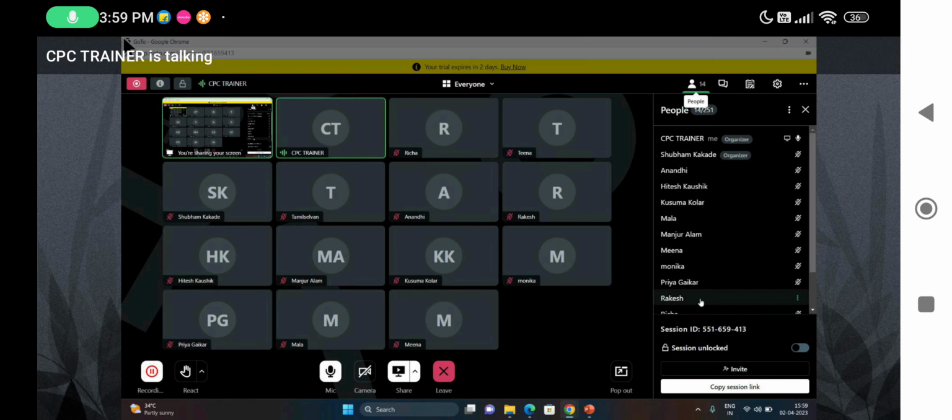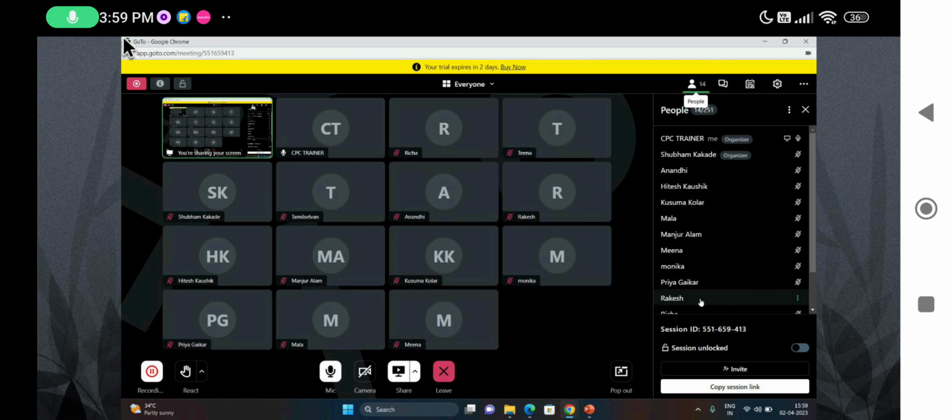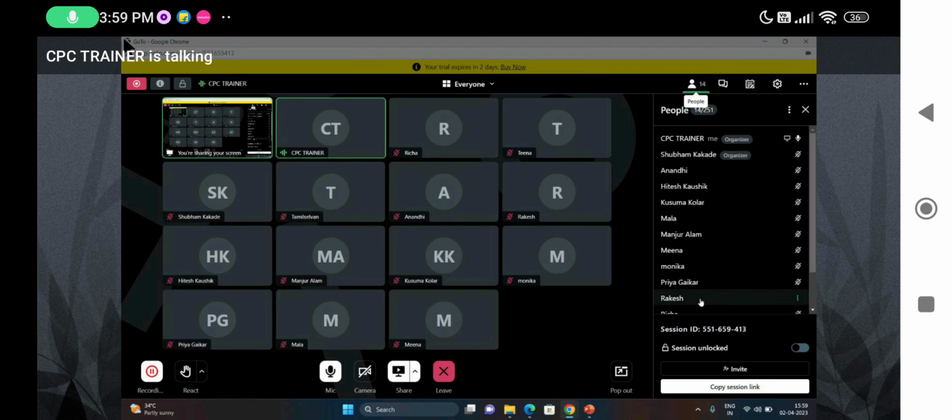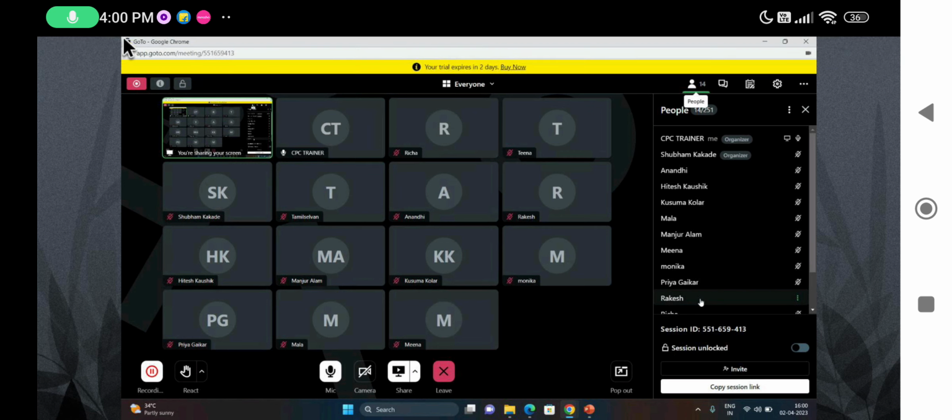Right? So once again I repeat: straightforward MDM, low MDM, moderate MDM, high MDM. So we have these 4 levels in MDM.